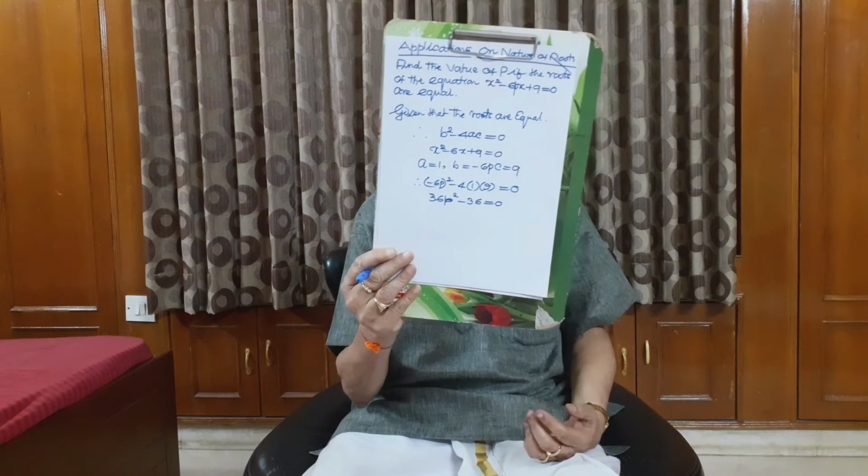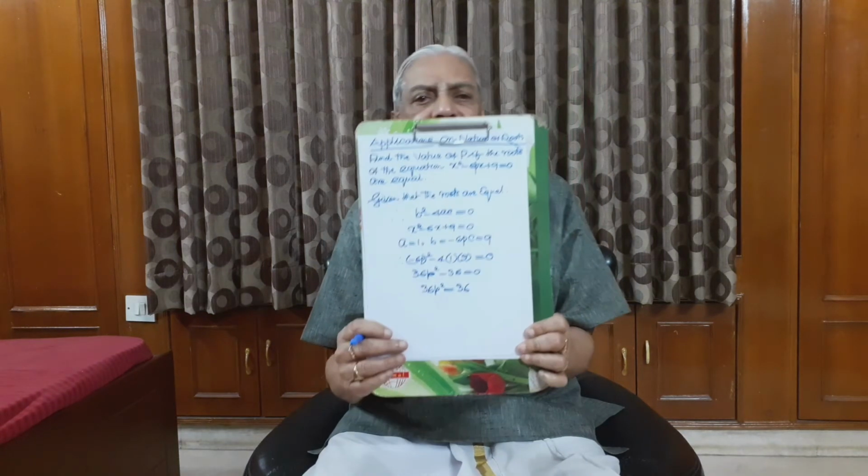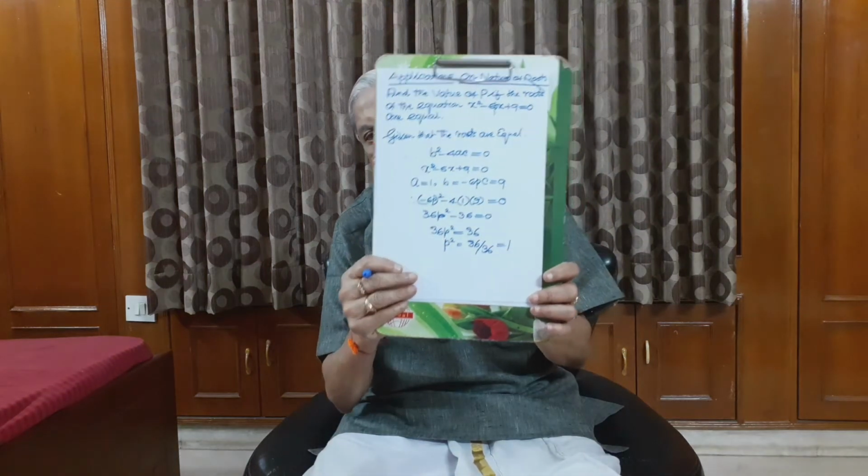From that one I can find the value of p. 36p square equals minus 36 transferred to the right hand side becomes plus 36. Am I right? Then what is the value of p square? P square is 36 upon 36. What is 36 upon 36? 1. P square is equal to 1. Therefore, what is the value of p? P is equal to square root of 1. That is equal to 1.